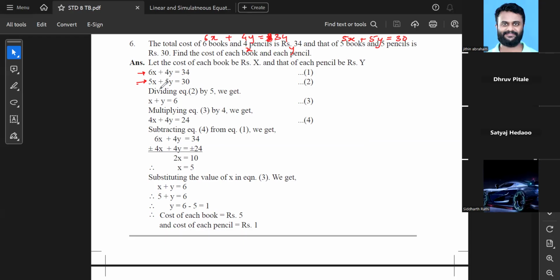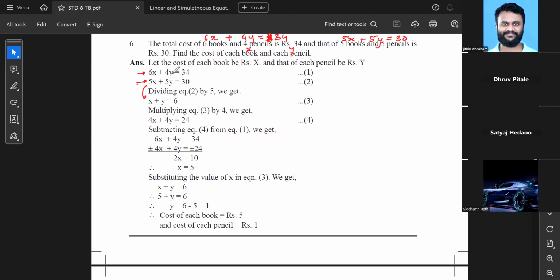That's when I observed that this is also 5, this is also 5, this is also a multiple of 5. So what we can do, we can divide the whole second equation by 5. What happens? This 5x becomes x, 5y becomes y, and 30 becomes 6. The equation becomes smaller. Smaller the equation, it is easy for us to handle the equation. So wherever you feel you can make the equation smaller, you do it.